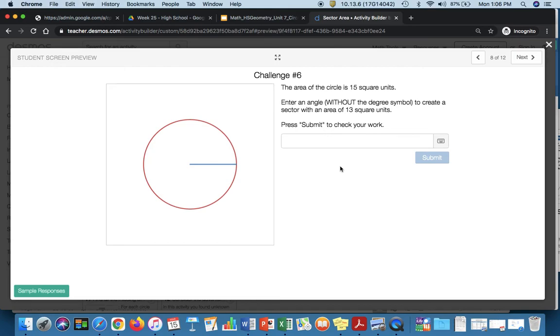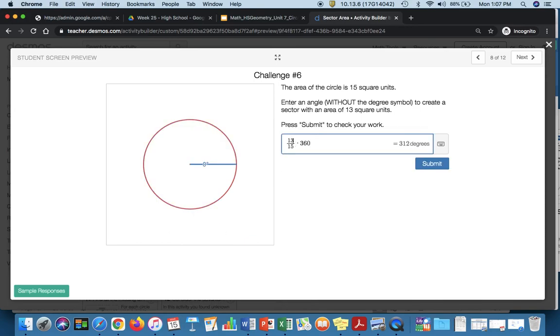So here you're told that the area of the circle is 15 units and you want to create a sector with an area that's 13 square units. So here would be 13 over 15 times the 360 degrees. And also they're going to be noticing how compared to that first one, this area encompasses more of the circle. So it should be a larger portion of the circle with 312 degrees. And again, that instantaneous feedback is right there.